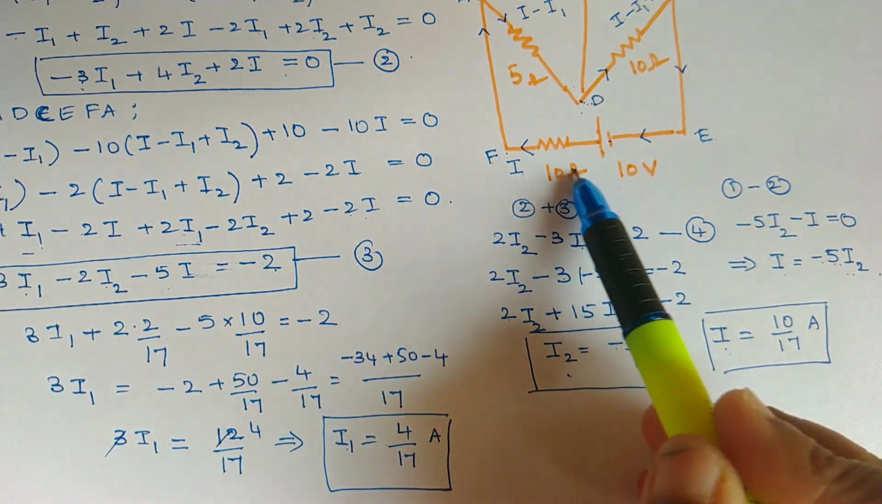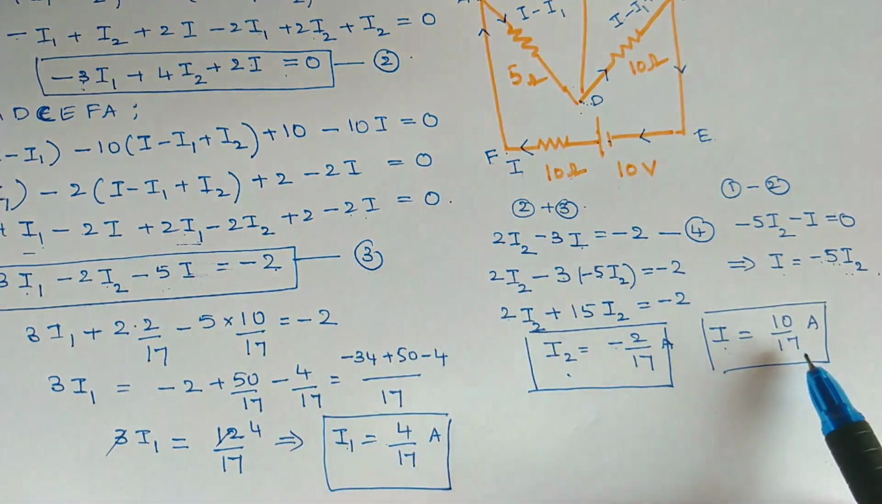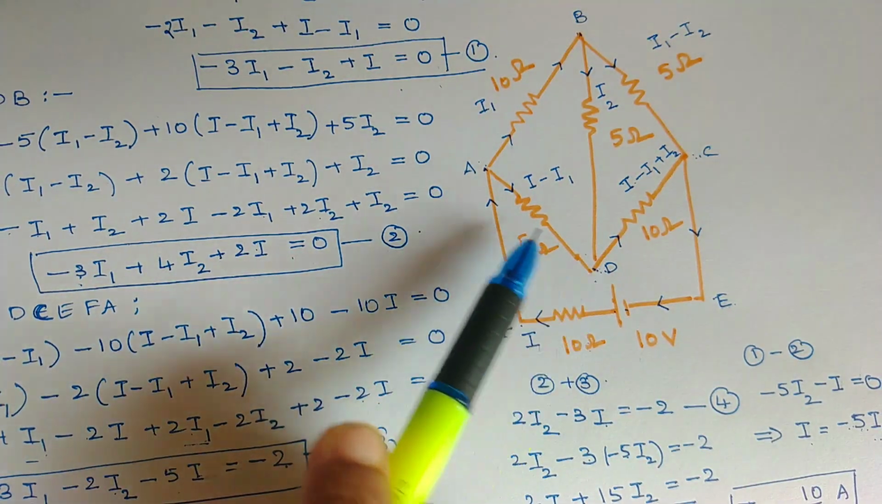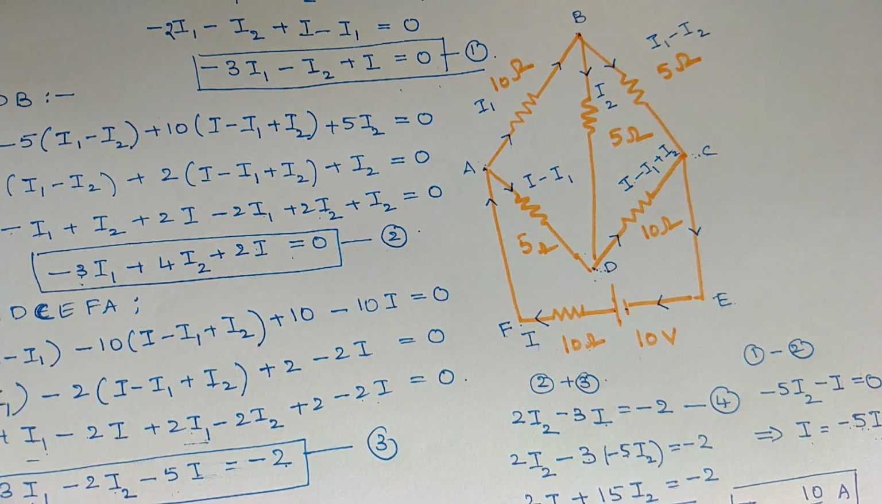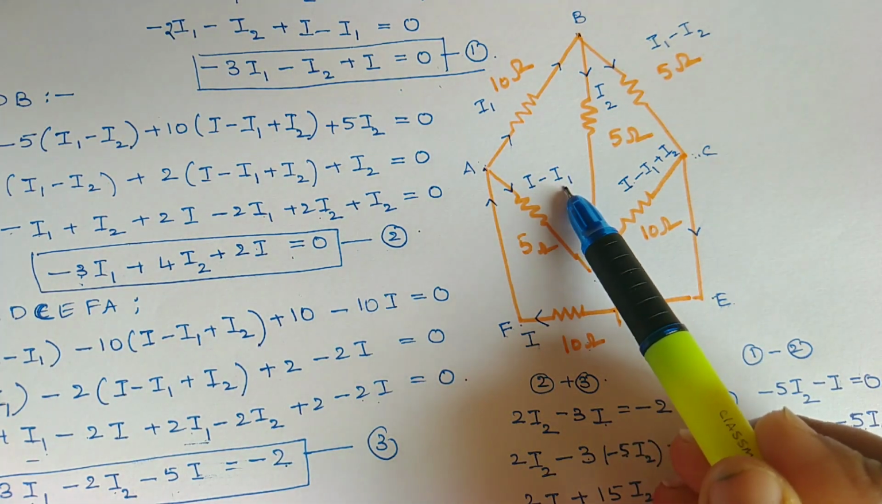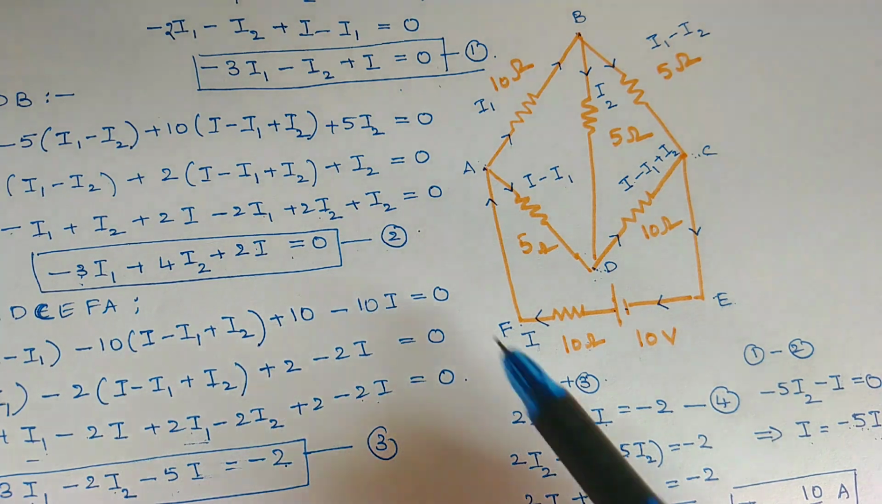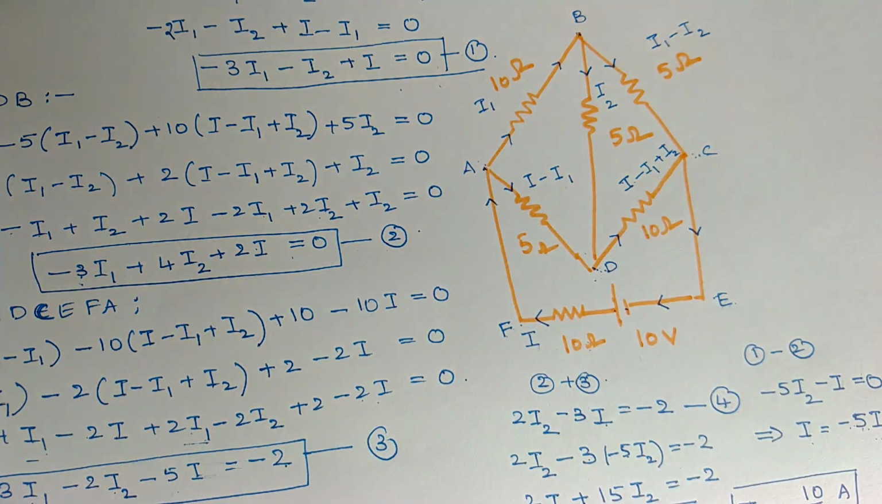If it is the 10 ohm resistor, it is 10 by 17. Whereas look at the resistor in the branch AD. What is the current in the branch AD? I minus I1. You know the value of I, you know the value of I1. Subtract them and then report the answer.